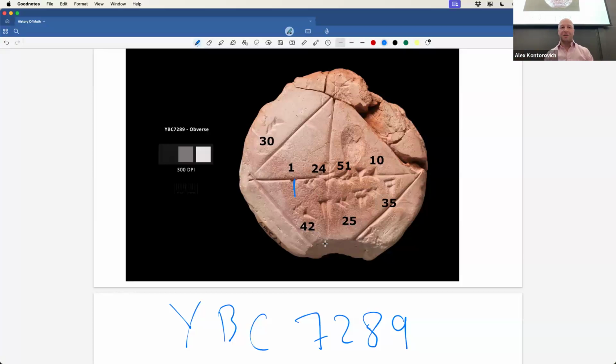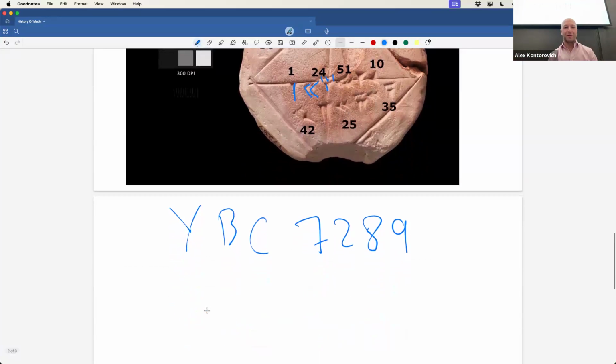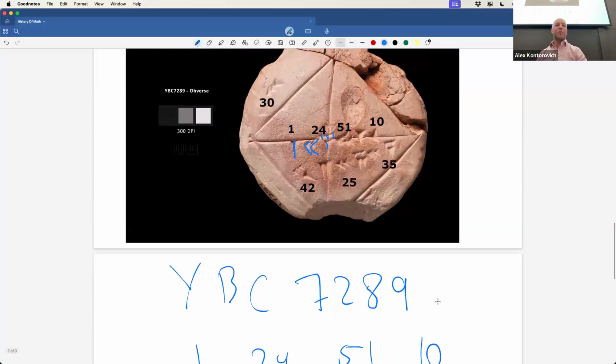That means 1. You can make a side mark with the other side, and that means 10. And so if you follow through what this is, along this line down the middle is a 1, then there's 2 10s and 4 1s. So that's 1 and 24. So I'm just going to write down the numbers that we see here: 1, 24, 51, and 10. Okay, you just start. This is all that was discovered.